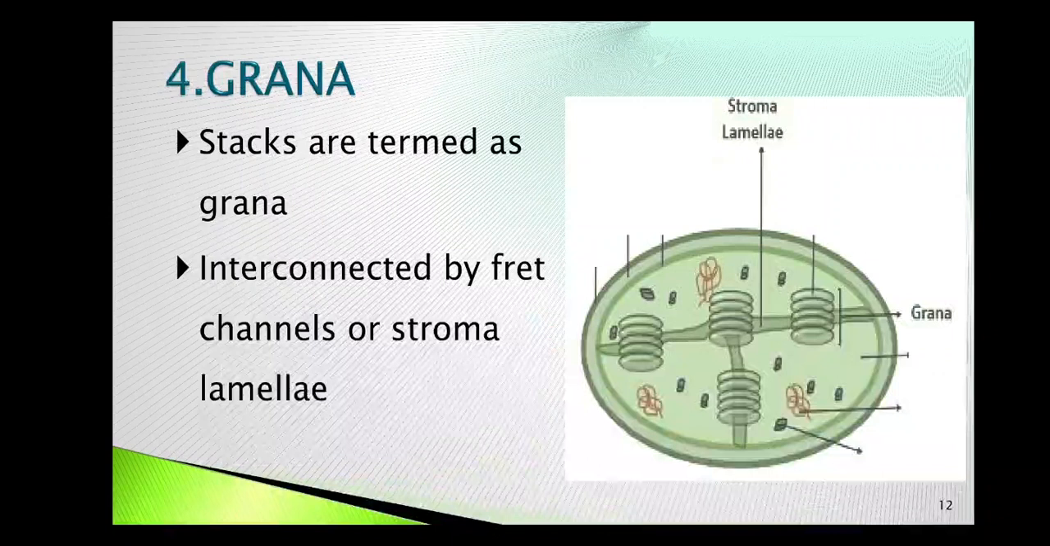On the surface of thylakoid, molecules of green pigment called chlorophyll are present. Thylakoids are the site not only for photosynthesis but also the synthesis of ATP. Thylakoids also contain accessory pigments, enzymes and electron transport chain.